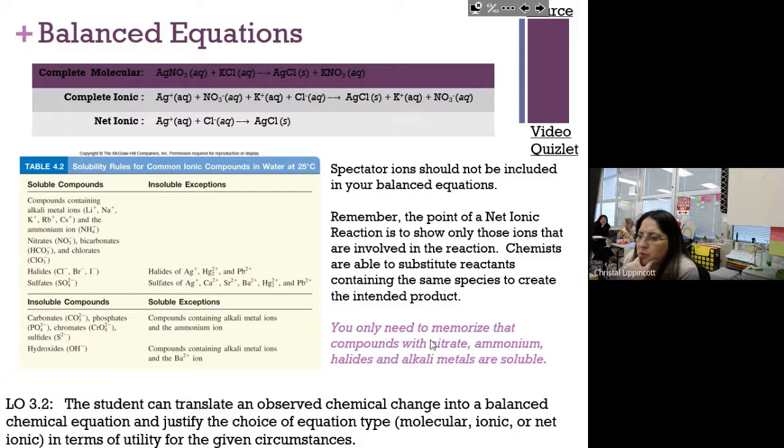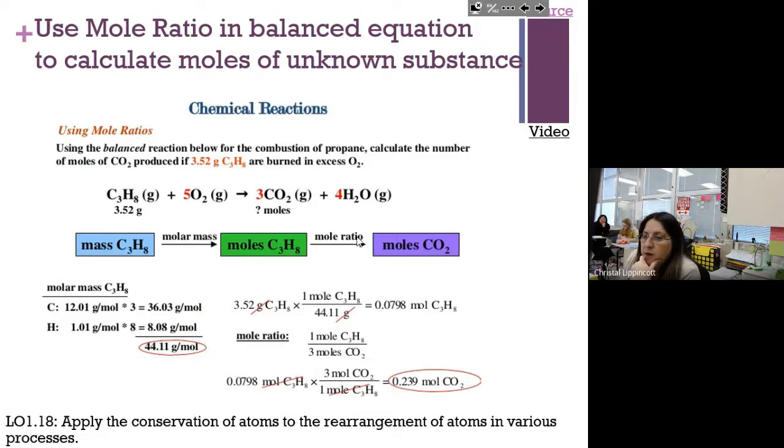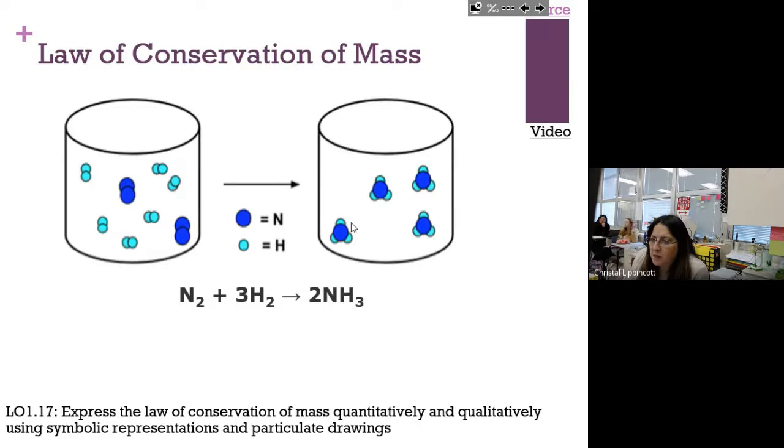You'll also need to know that if it's a redox reaction and they ask you for a net equation, then you would also show anything that's being oxidized or reduced. All right, mole to mole reactions, mole ratios here. I usually show you guys those with the BCA tables.